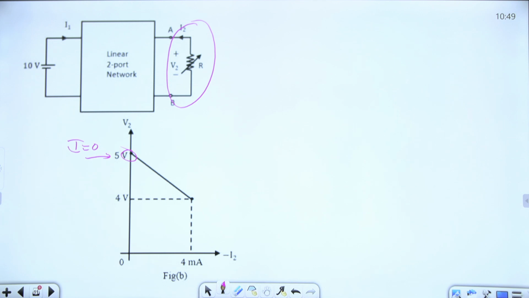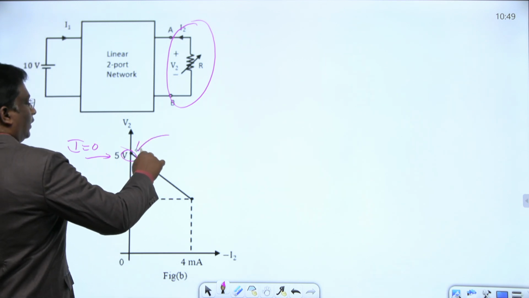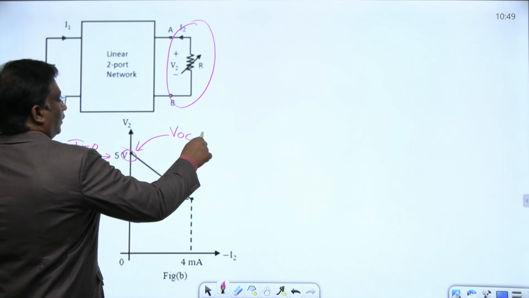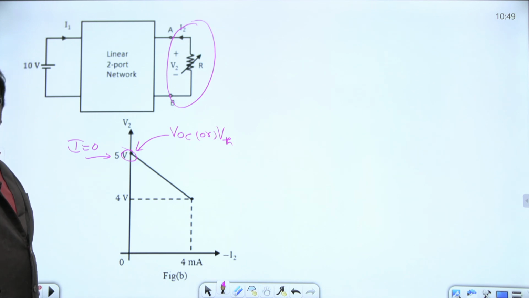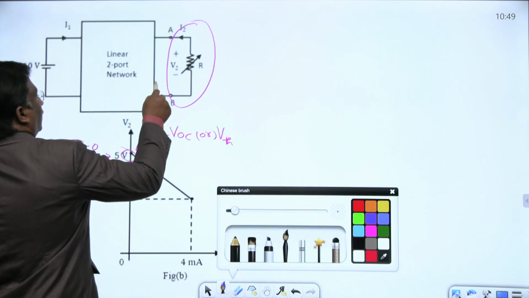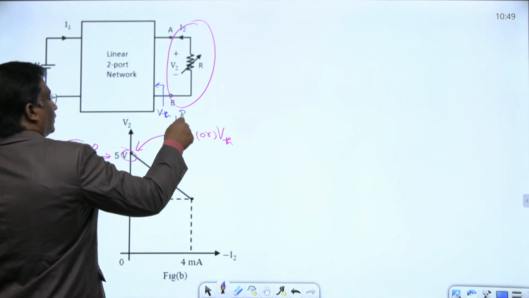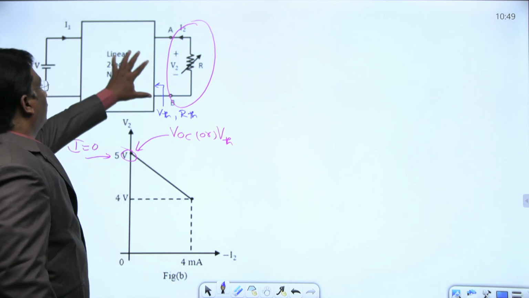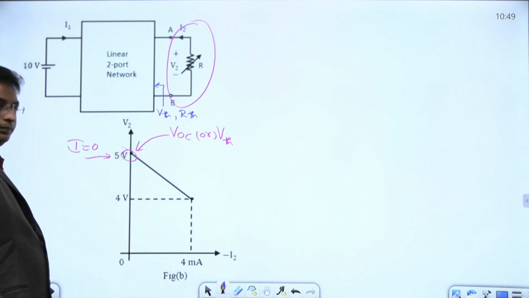If current is 0, then the network acts as an open circuit, no current flowing. Then it directly gives the information about VOC or VTH for the given network. We are trying to replace this entire network by VTH and RTH. Then what is the Thevenin equivalent of this network? VTH in series with RTH. Therefore, we found this VTH from the given graph. Next.